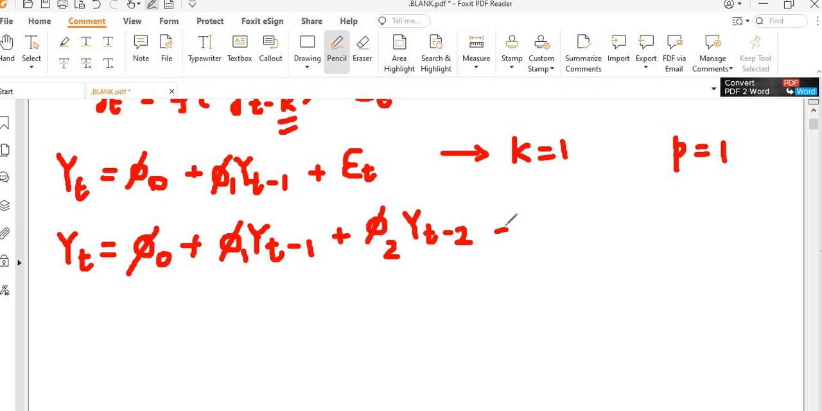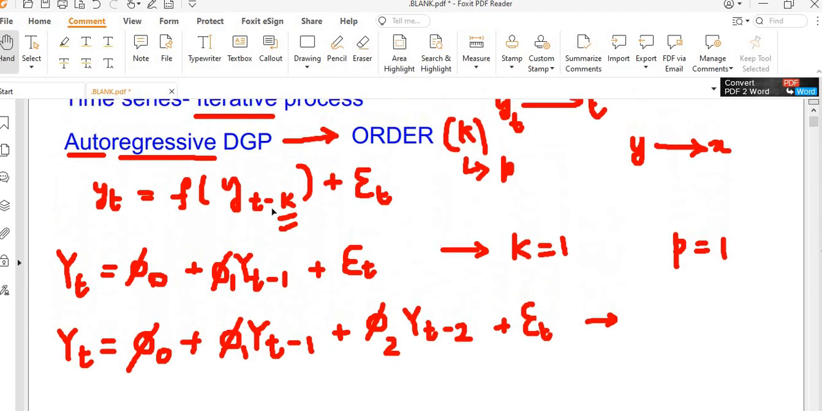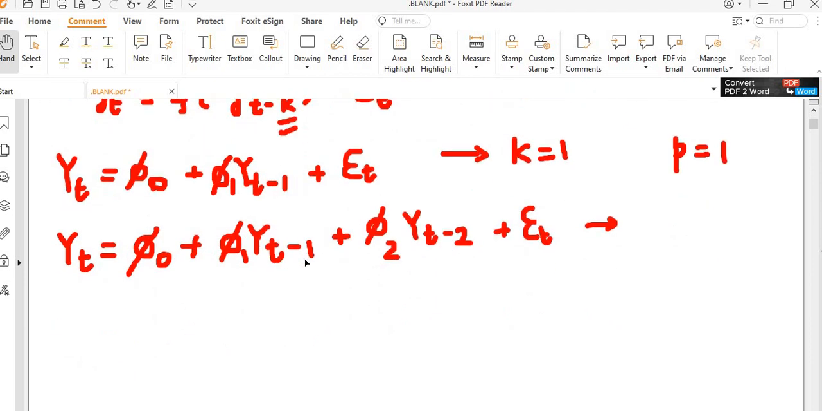It's not impossible. And we can have an error term. Note that the error term is always epsilon t. So the error term is always associated with today's value, the current value. Here you can see that there are two values of k, right? If I roll back y t minus k, you have t minus k as t minus 1 and you have t minus k as t minus 2. So there are two values of k, equal to 1 and 2. This p actually gives you the maximum value of k. So here p is 2.